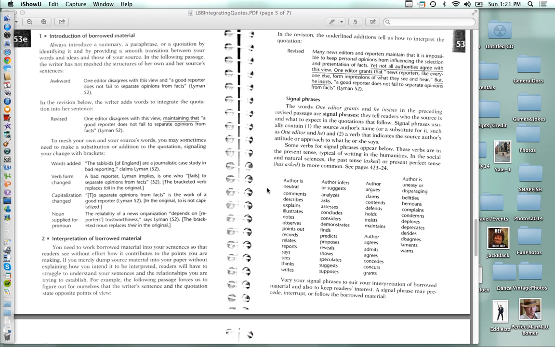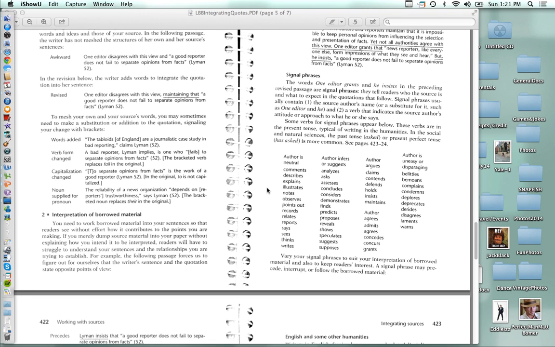Now, a lot of students get bogged down in verbs in the signal phrases. They just use "shows," "this shows," or "the author said." But look at all of these wonderful verbs that you can use for signal phrases: comments, describes, explains, illustrates, assesses, concludes, considers, claims, agrees, complains, condemns, etc. There are so many wonderful ones that you can use here.